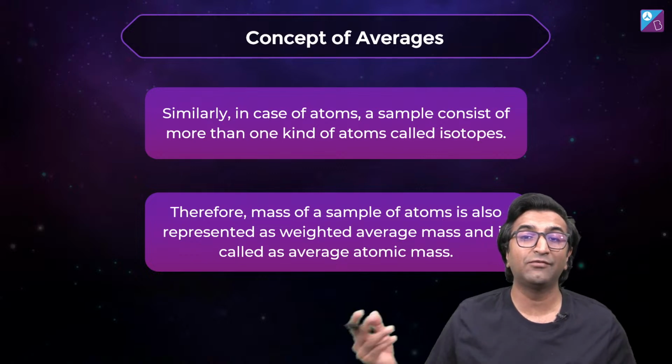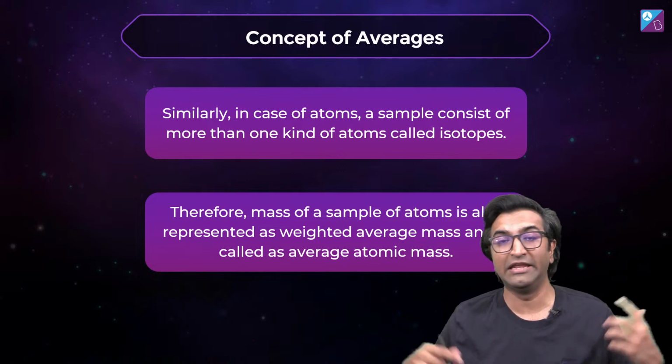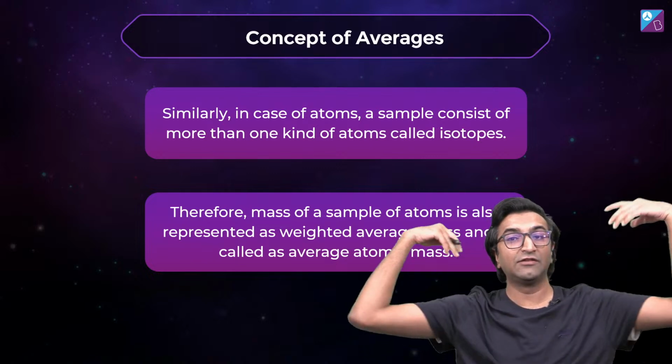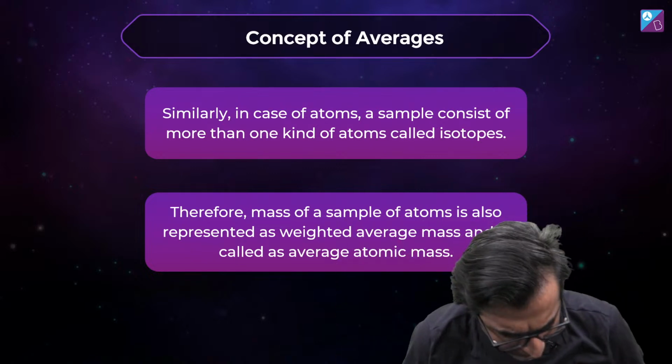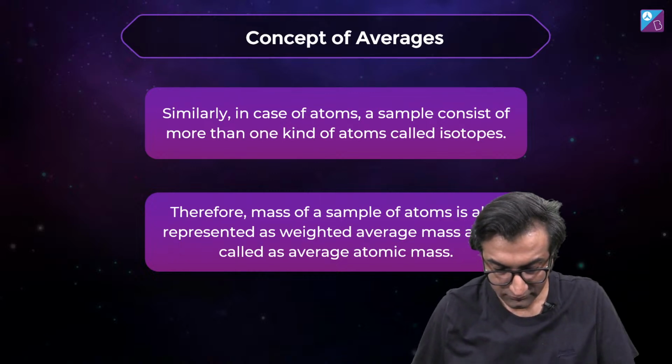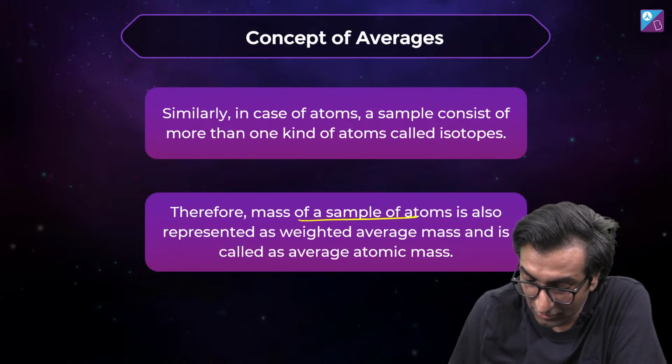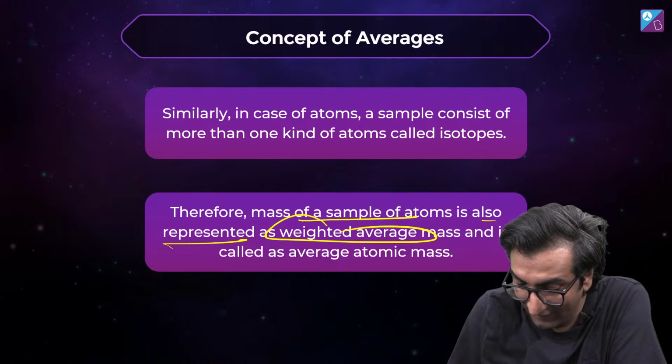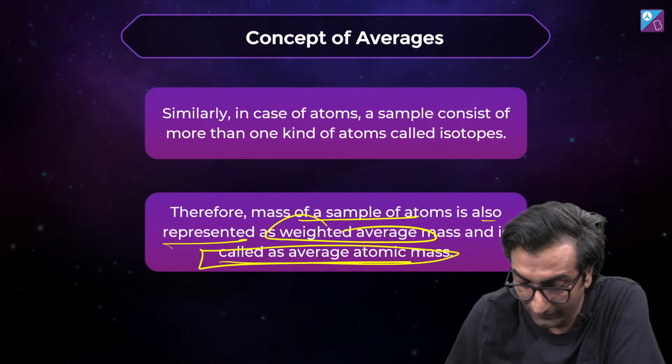ऑलराइट, सो एटम्स में भी ऐसा हो सकता है कि अलग अलग टाइप्स के एटम्स हो। कैसे अलग अलग टाइप के एटम है? नेचर का मतलब है नेचर डज व्हाटएवर इट वांट्स। व्हाट इज साइंस एनीवे? साइंस इज अ वे फॉर अस टू काइंड ऑफ अंडरस्टैंड व्हाट्स हैपनिंग इन नेचर। ओके, सो a mass of sample of atoms is represented as weighted average mass and it's called average atomic mass.